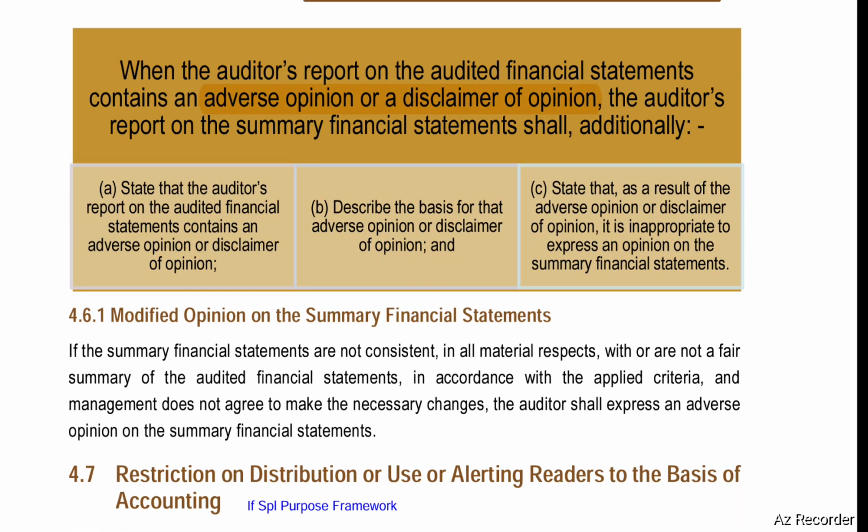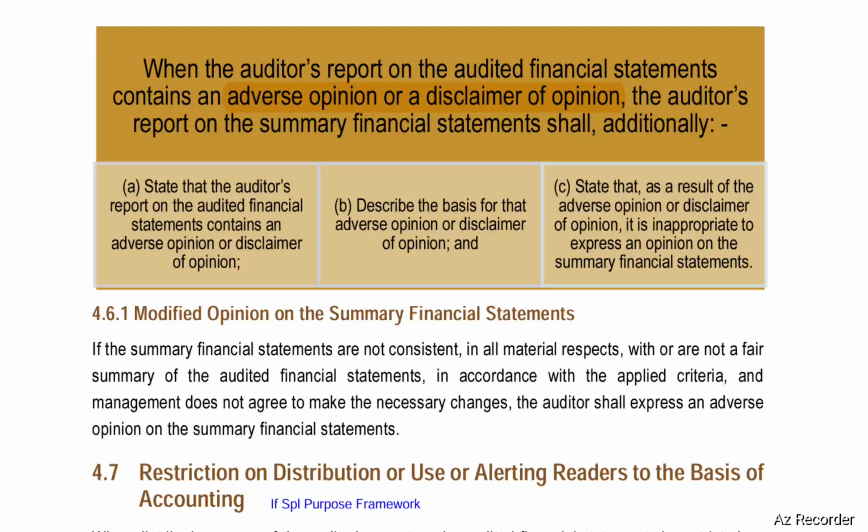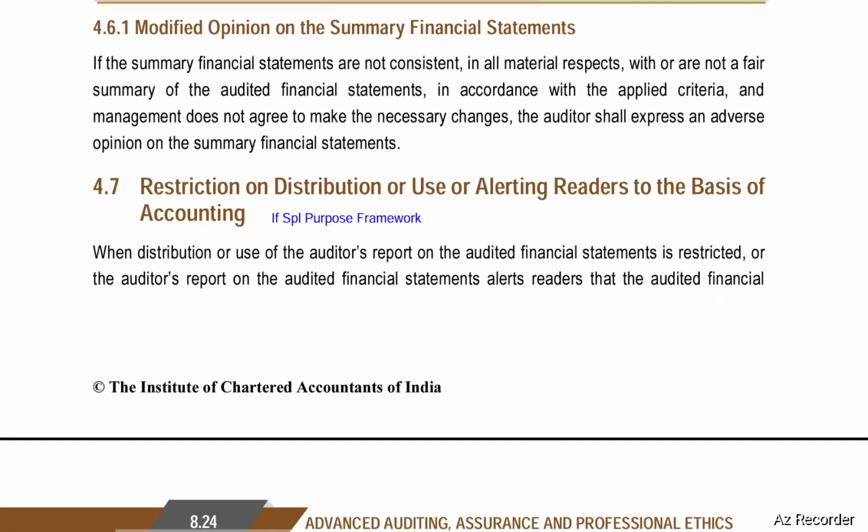When the auditor's report on the audited financial statements contains an adverse opinion or disclaimer of opinion, the auditor's report on the summary financial statements shall additionally state that the auditor's report on the audited financial statements contains an adverse opinion or disclaimer of opinion, describe the basis for that adverse opinion or disclaimer of opinion, and state that as a result of the adverse opinion or disclaimer of opinion, it is inappropriate to express an opinion on the summary financial statements. Modified opinion on the summary financial statements.